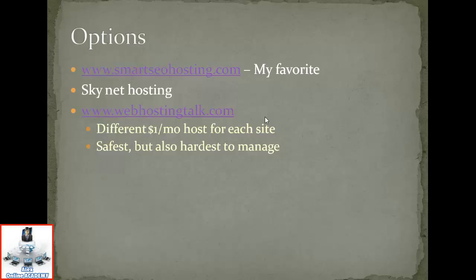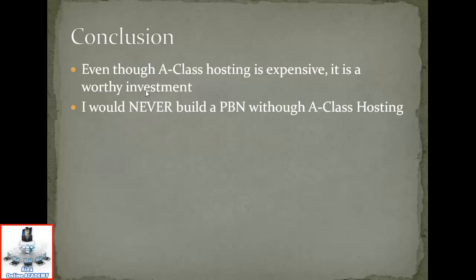$1 a month for a 12 domain PBN will be like a $15 a month hosting bill. So it's a little bit cheaper, and it's also safer. So if you're really paranoid, you can go ahead and do the Web Hosting Talk method, but it's a pain to manage. It killed a lot of my time, so I stick with Smart SEO Hosting. I just go in their backend, change the IP addresses of the sites and call it a day. It takes me 10 minutes to set up all the IP addresses. So it's really convenient in that sense, and I'm sure Skynet Hosting uses a similar platform.